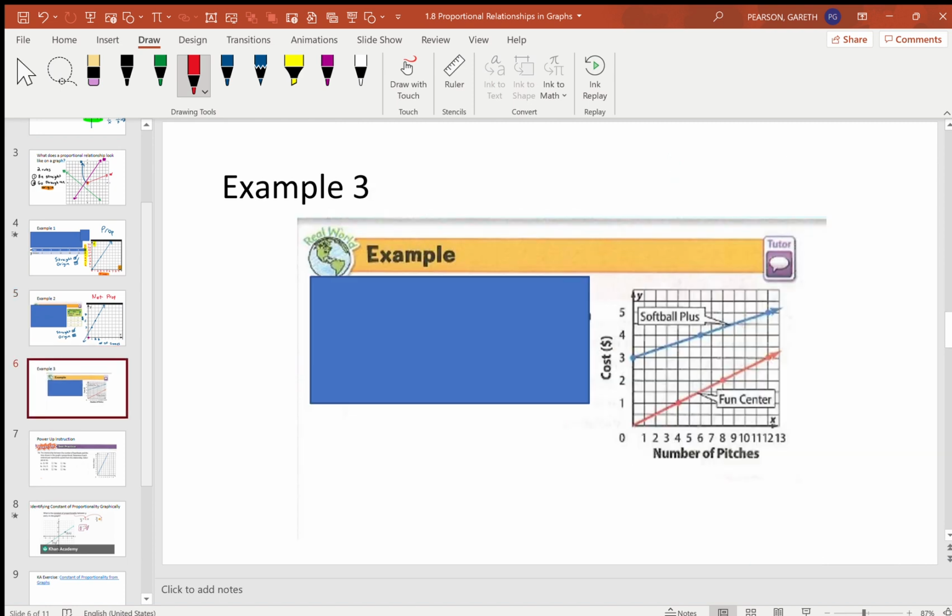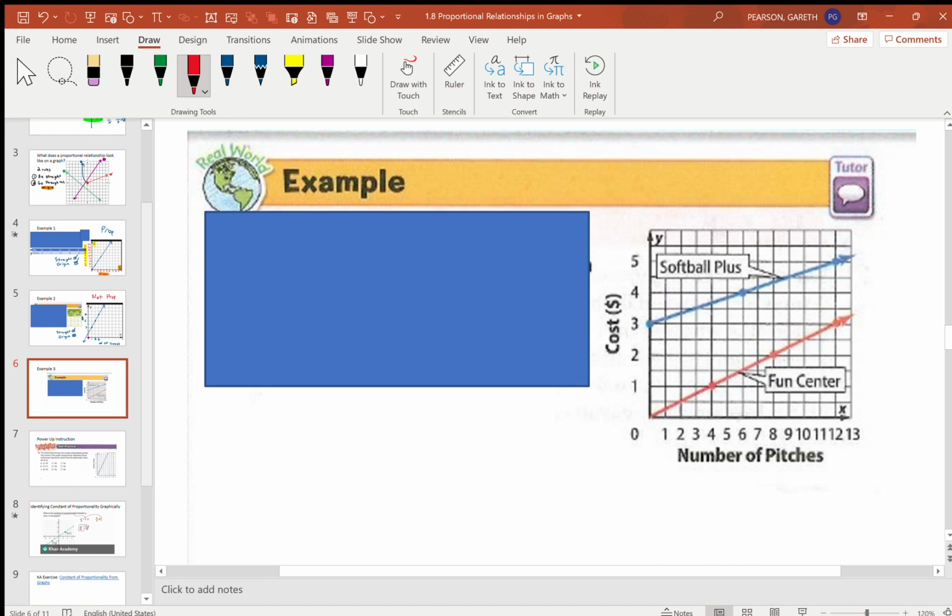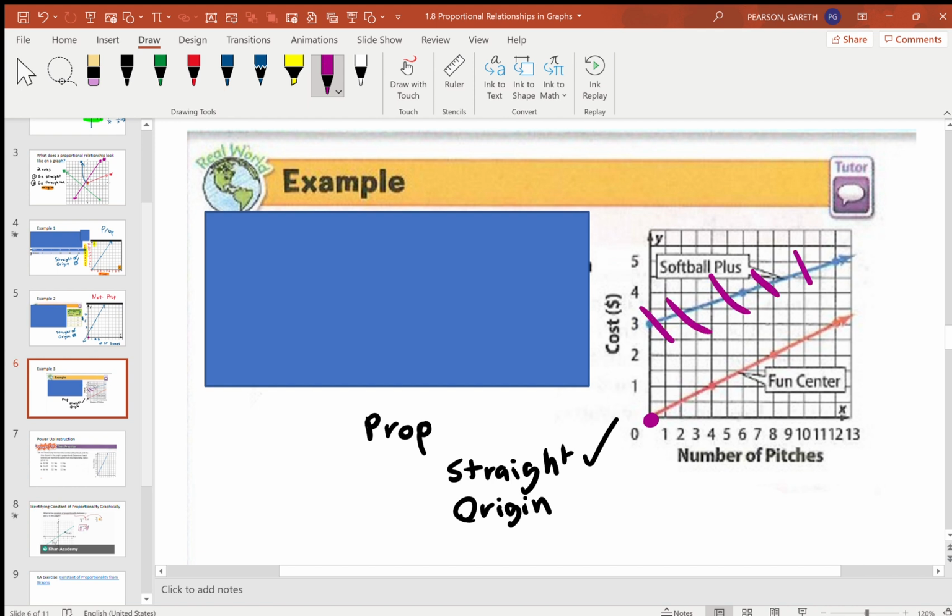Let's take a look at example 3. They already gave you the lines, but they're asking you, the blue line or the red line, which one is proportional? Well, clearly it's the red line. Remember, to be proportional, a line has to be straight and it has to go through the origin. Both of these lines are straight, so that works. But the blue line does not go anywhere near the origin. The blue line's all the way up here, so the blue line doesn't work. But the red line goes through the origin. So the only one that goes through the origin and is straight is the red line. That's the proportional line.